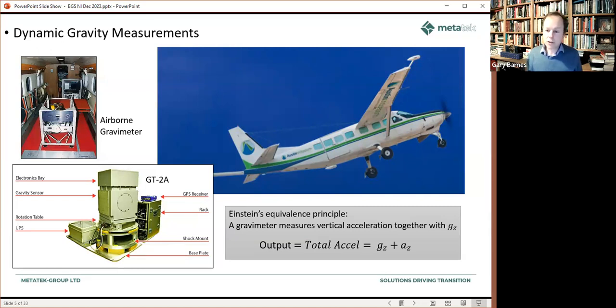Now, the problem here is that GPS is not that accurate for this type of measurement, and it means that the data needs to be filtered quite heavily. So gravity measurements from an airborne system tend to be quite smooth. The filtering time, maybe 100 seconds, means that you lose the resolution in the data.